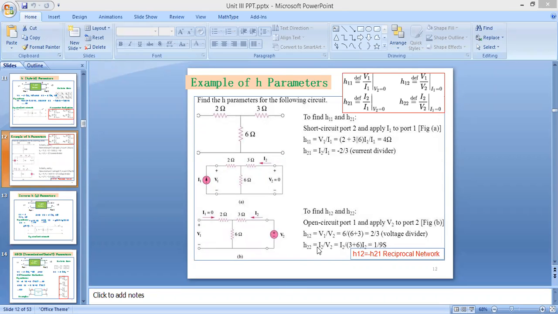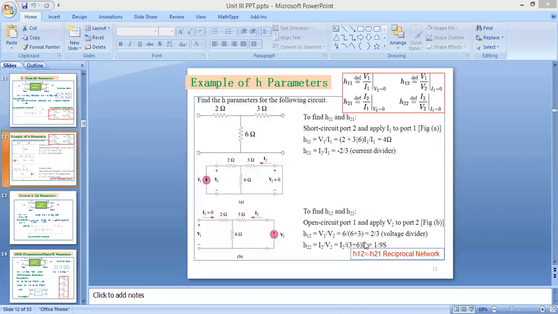Now you can calculate H22. How will you get the value for H22? We have the formula I2 upon V2. Now we can convert V2 in the form of IR. How? According to Ohm's law. We know V2 will be across the 6 ohm and that I2 will flow through 3 and 6 ohm. So total resistance will be 3 plus 6 into I2. तो हम क्या लिख सकते हैं H22 equal to I2 upon V2. I2 will be as it is and V2 I can write as 3 plus 6 into I2.